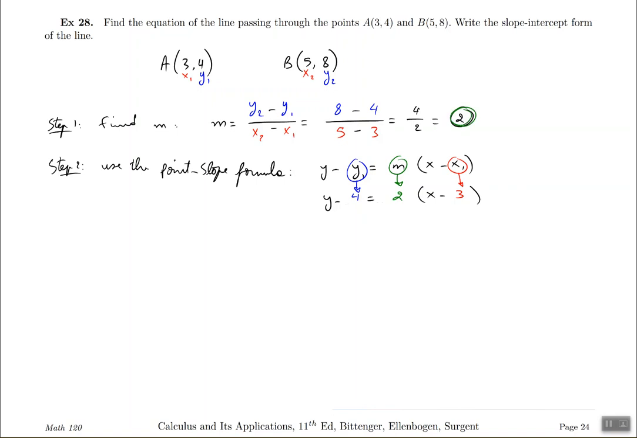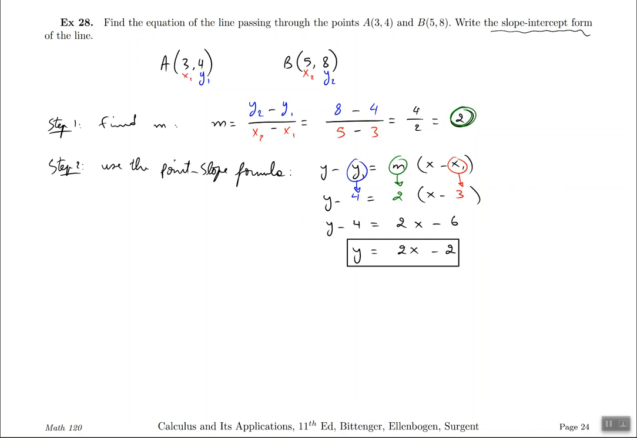So technically that is it. Technically I just found the equation of the line, except they said to write the answer in the slope-intercept form. So in order to do that, I have to multiply some things out. So 2 times x and then 2 times 3. Then I have to get rid of the 4 somehow, so I add 4 to both sides and I end up with 2x minus 2. So that is exactly the equation of the line.